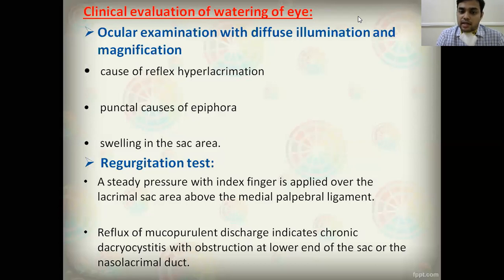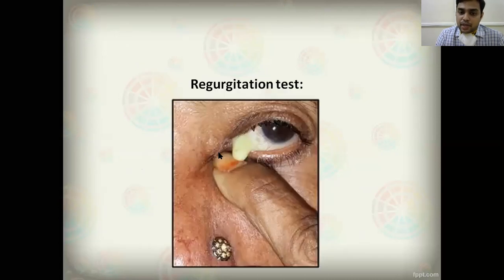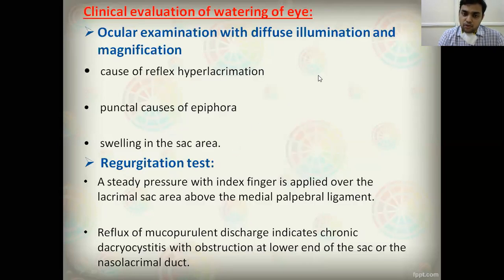In this test, a steady pressure is applied with the index finger over the lacrimal sac area, just above the medial palpebral ligament, and we have to observe for any regurgitation of fluid from the upper or lower puncti. Here in this case, purulent regurgitation of fluid is present. The reflux fluid may be serous, mucopurulent or purulent in nature. The reflux of mucopurulent discharge indicates chronic dacryocystitis with obstruction at the lower end of the sac or nasolacrimal duct.